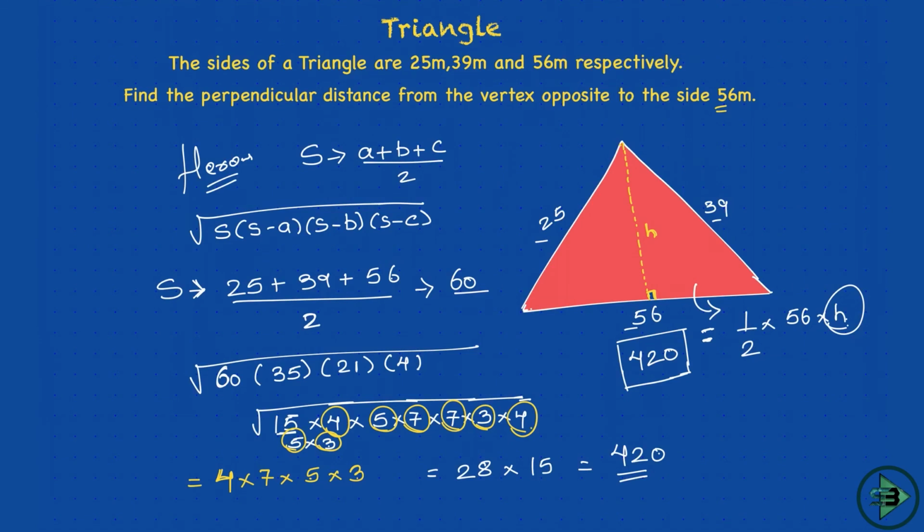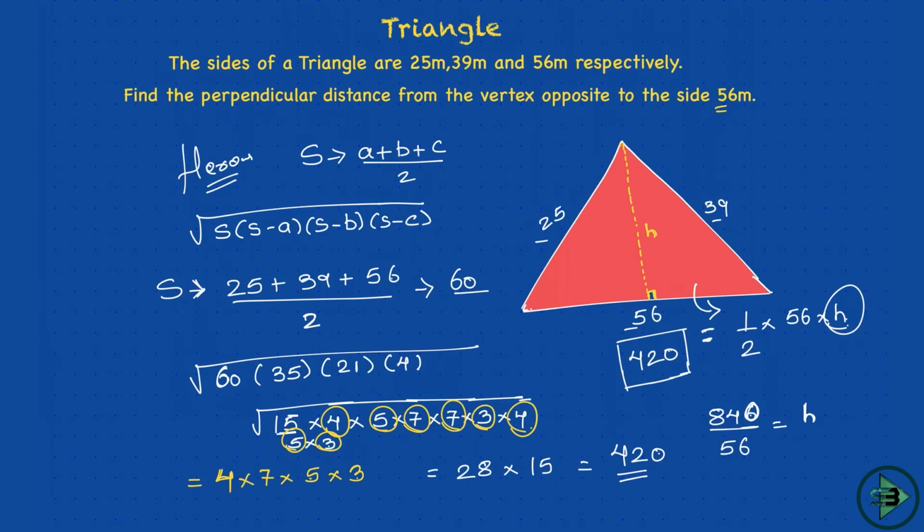So 420 into 2. Let's do this. 420 into 2 will be equal to 840. Now this is divided by 56, and that is equal to my h. That's something that I'm supposed to find out. So 840 is 840, right? It's 840. 420 into 2. Now divide this 840 by 56.